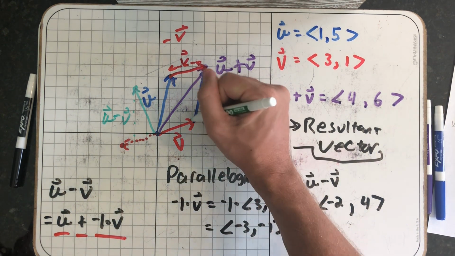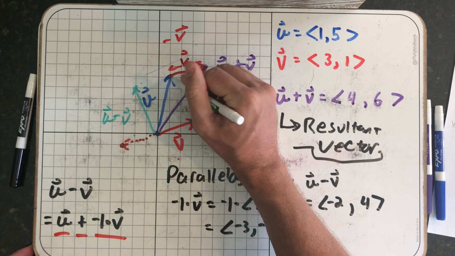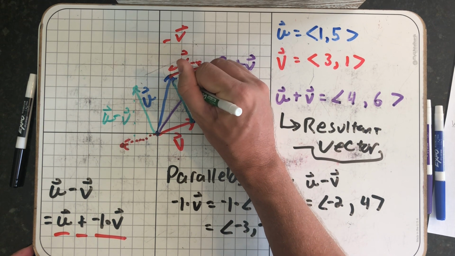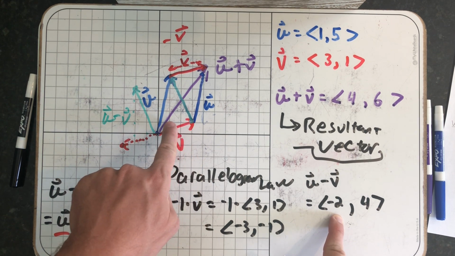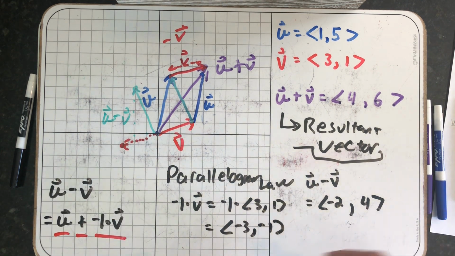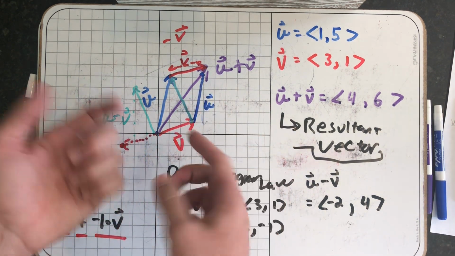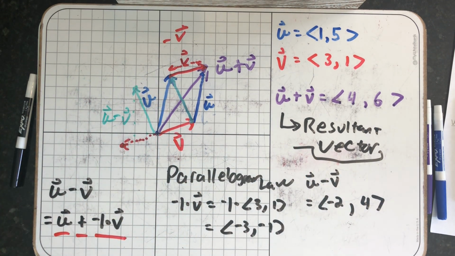So I claim that this vector that I would draw from the terminal point of v to the terminal point of u is u minus v. And I can actually see very nicely that it really is u minus v. The other thing I could do is go this way 2 and up 4 to see that I really do get to that point. So in my parallelogram now, I see the resultant vector u plus v, and I also see the difference of two vectors, u minus v.